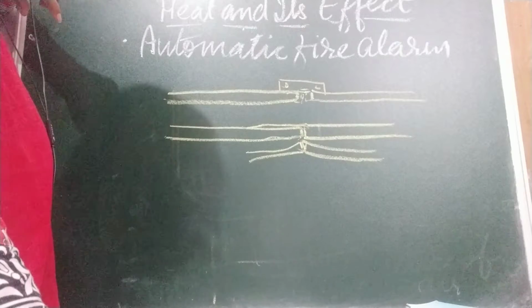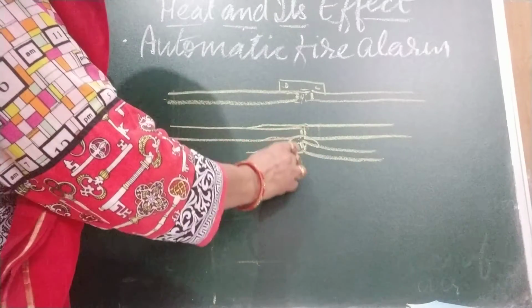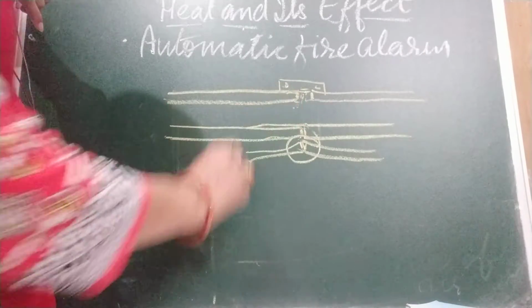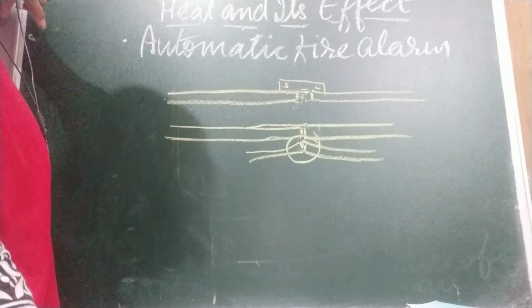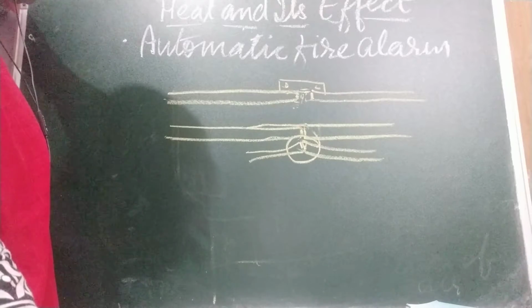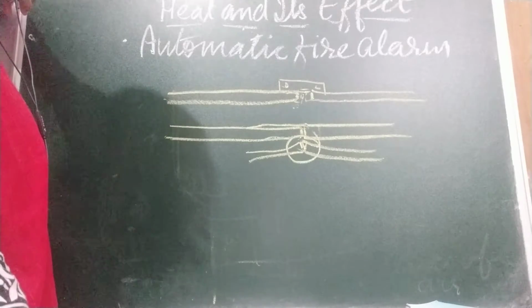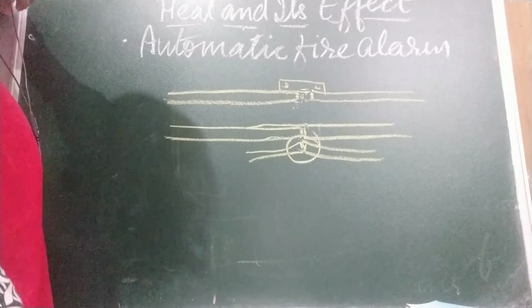To allow this expansion, space has to be left between two sections of the rail tracks. If this is not done, expansion of the track can cause them to bend. This can cause a serious accident.